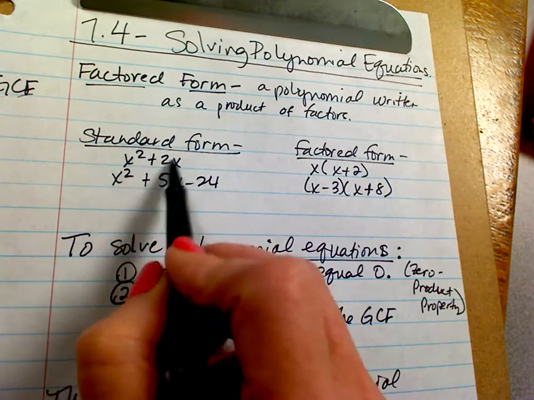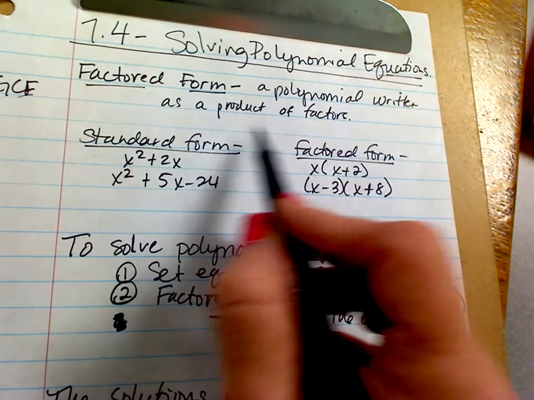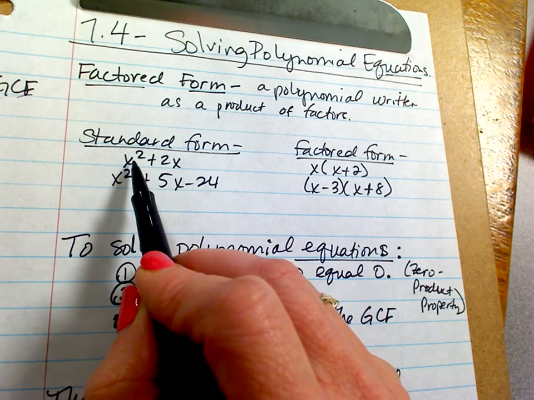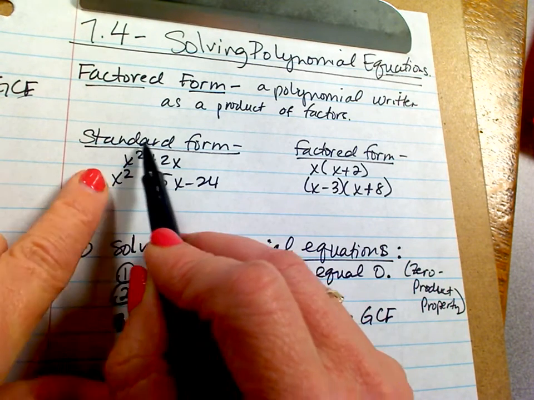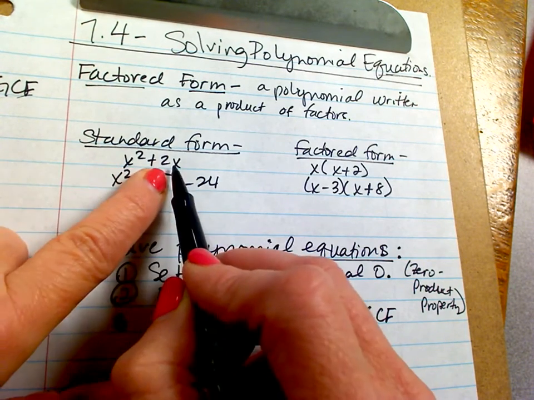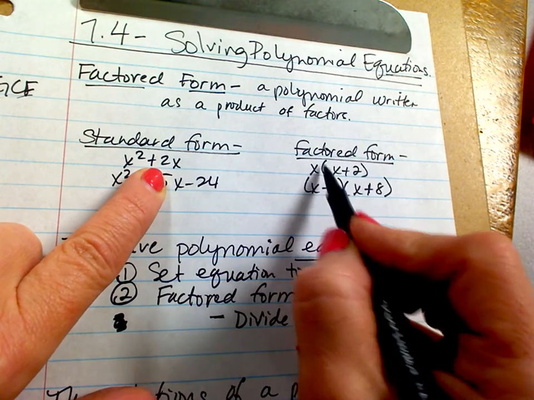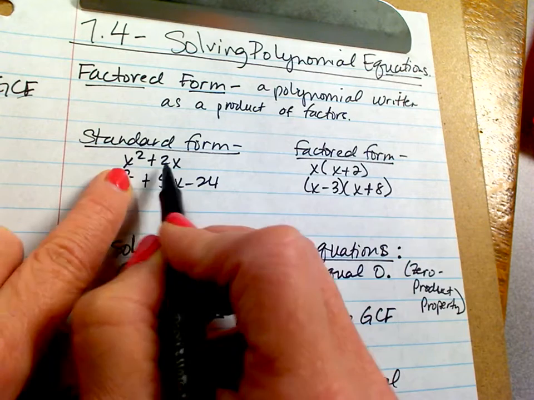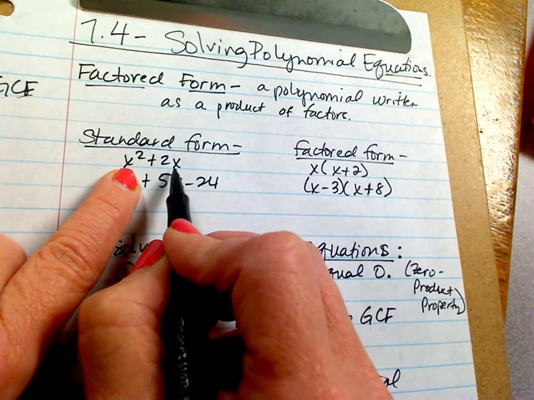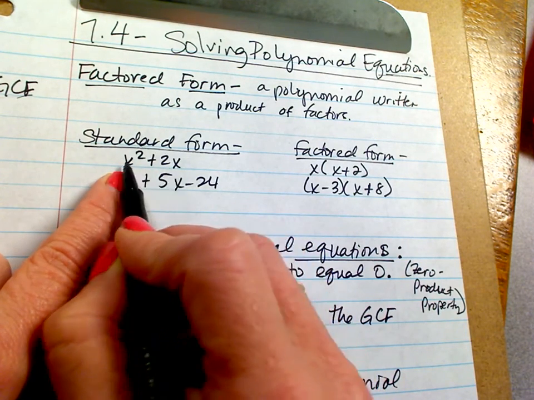So now we're going to find the factored form from the standard form, and we're just going to go backwards. It's like undistributing what you've done before. So the standard form was x squared plus 2x. The factored form is x times (x plus 2). Where we got that was, what do you notice in both of these? What's the same? Well, the same is the x.